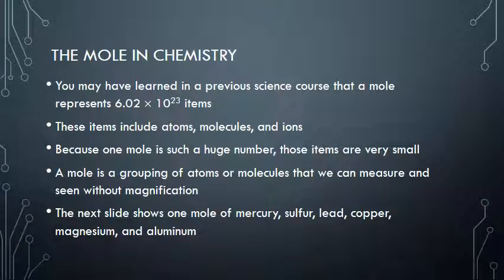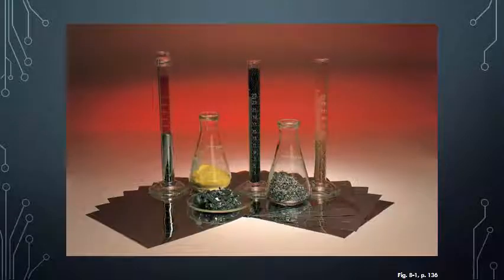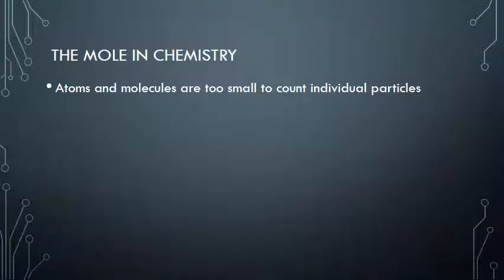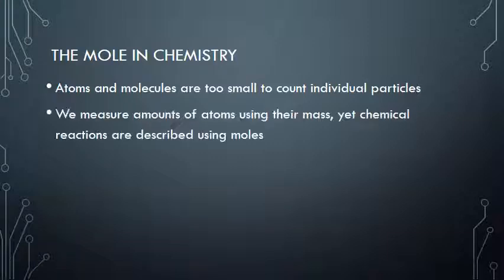without needing magnification. The next slide shows 1 mole of various substances: mercury, sulfur, lead, copper, magnesium, and aluminum. We see that these are amounts that can be measured and seen without any magnification. So atoms and molecules, they're too small to count by individual particles. So we measure the amounts using a balance, using their mass. But the chemical reactions that we will discuss later are described using moles.